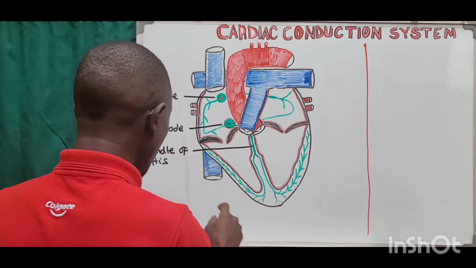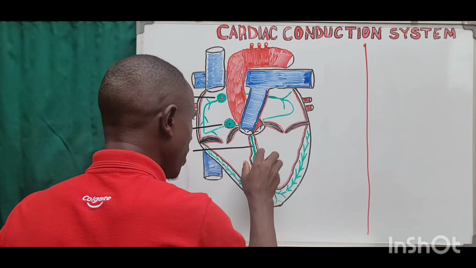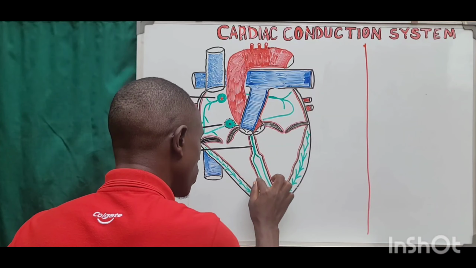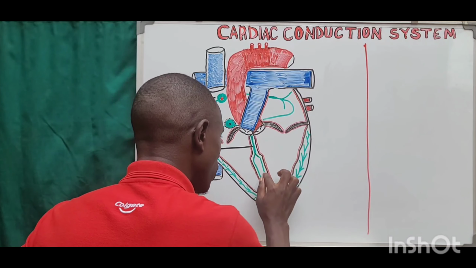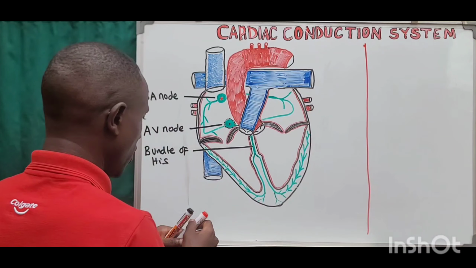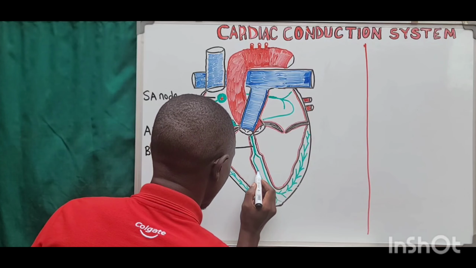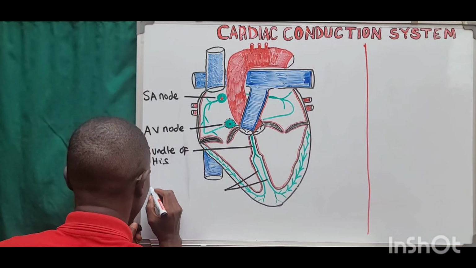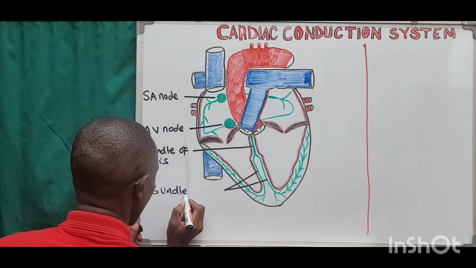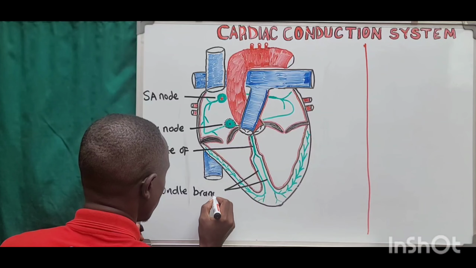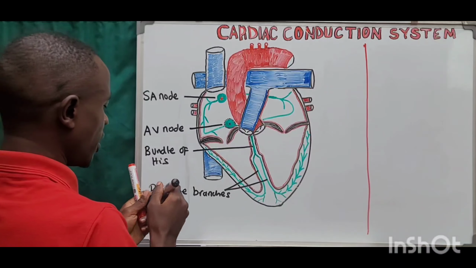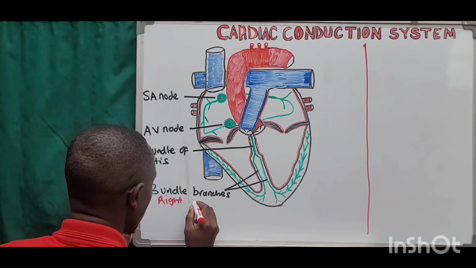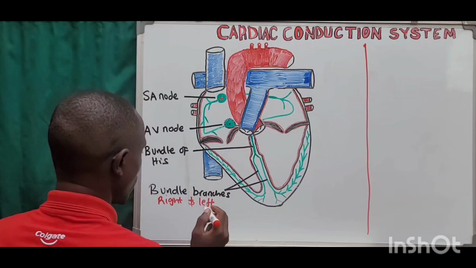As this bundle of His moves down within the interventricular septum, it splits to give the right bundle branch and the left bundle branch. We see this one here, and then this one here. These are what we call the bundle branches, both the right and the left.